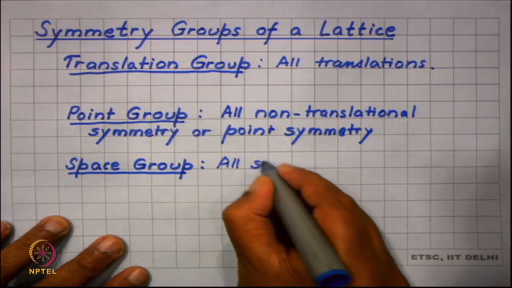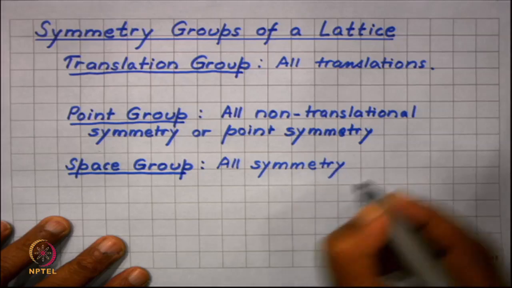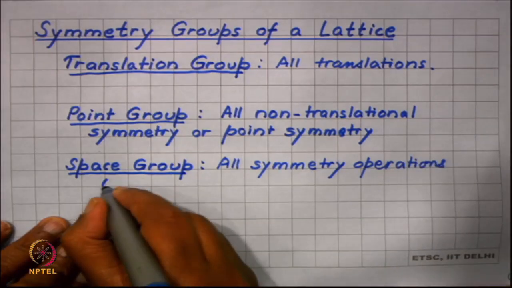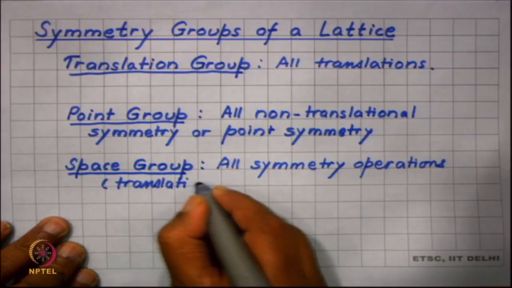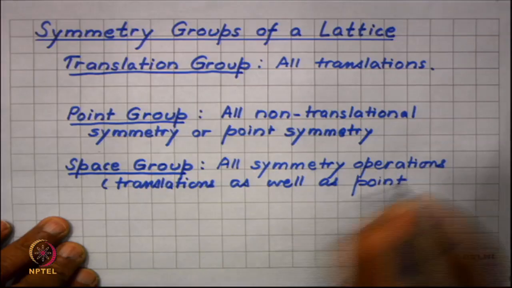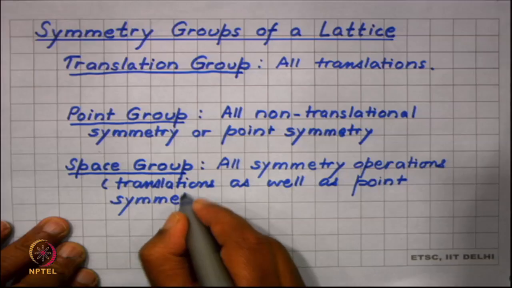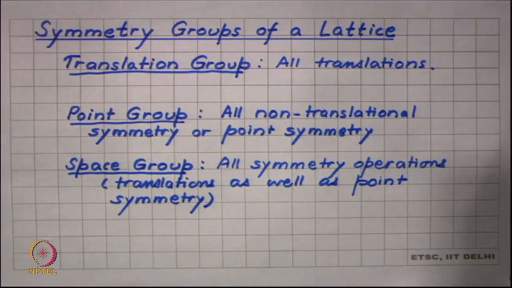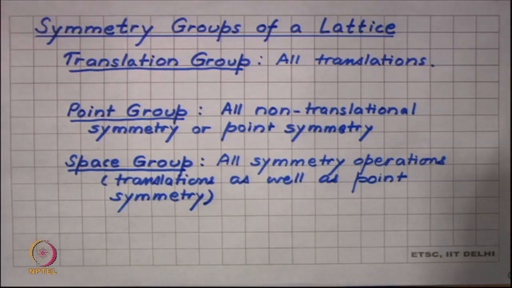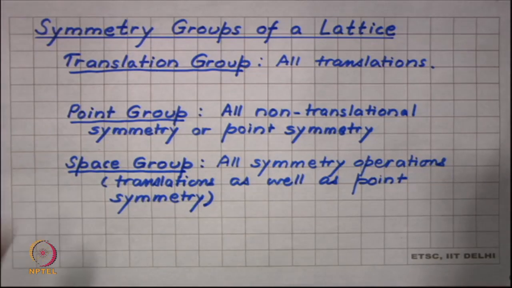So, all symmetry operations, that is translations as well as point symmetry is called the space group. So, with this definition we will see that these are the definitions which are used for classification of lattices. So, we will take this up in the next video, where we will use the point group and space group symmetry as the classification basis for lattices.